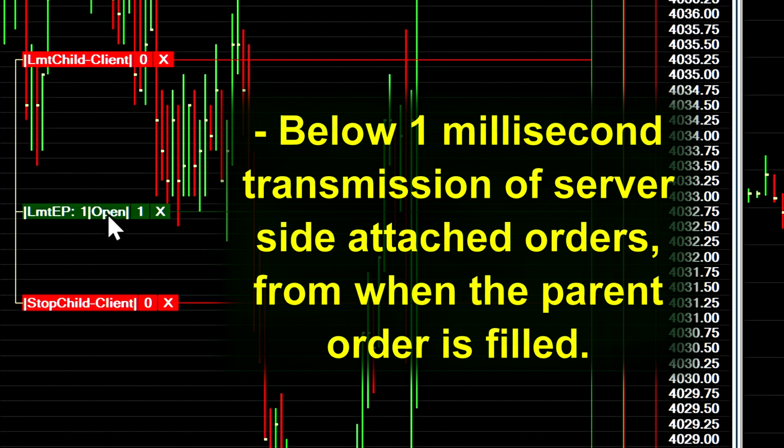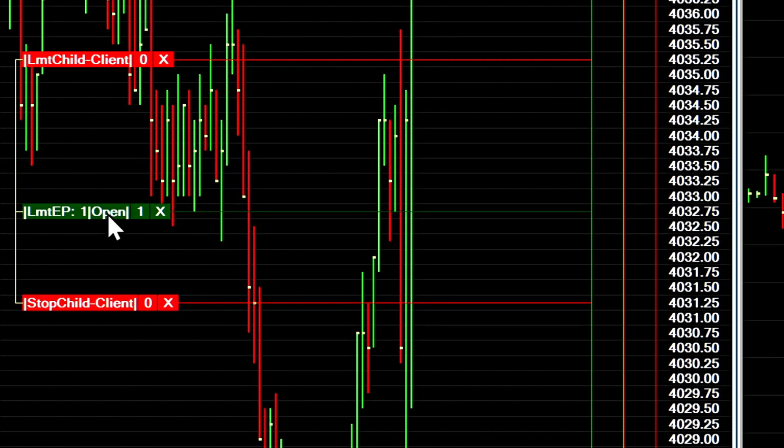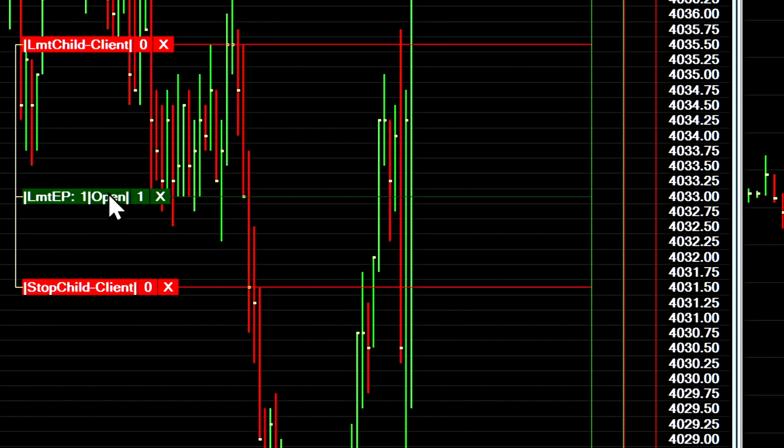Whereas with client-side bracket orders, the first thing is that if you were to lose connectivity to your software or internet connectivity, or if your hardware fails and your computer shuts down, your order here, your parent order, will remain on the exchange. But the other attached orders, because they are not on the server, remember they're client-side bracket orders, when your parent order fills, those client-side orders are not going to be transmitted because the server doesn't know about them. The exchange doesn't know about them.